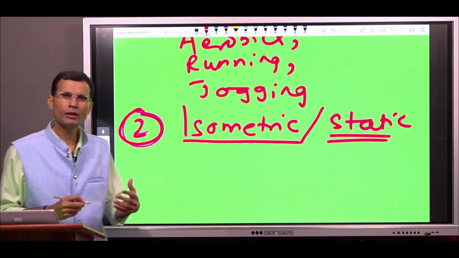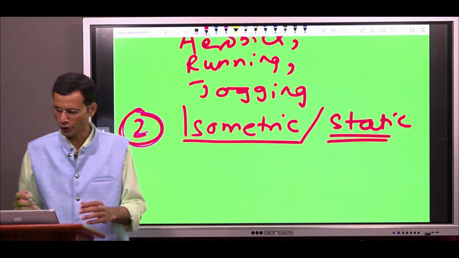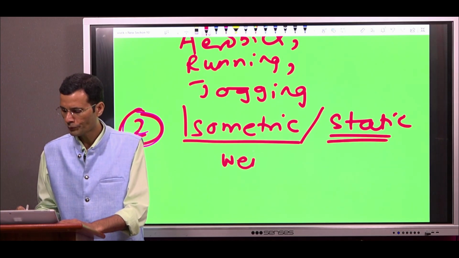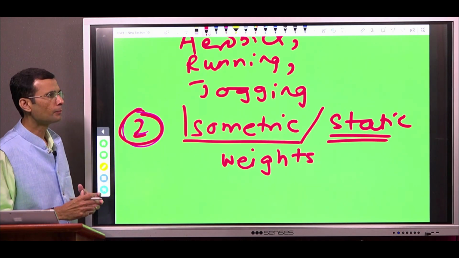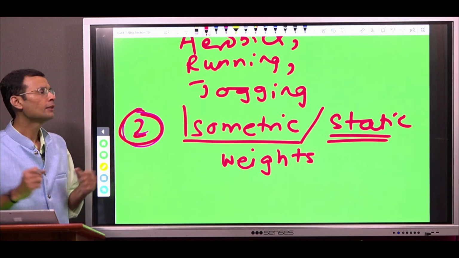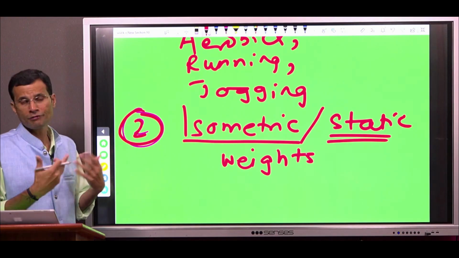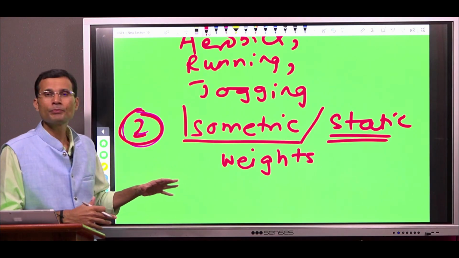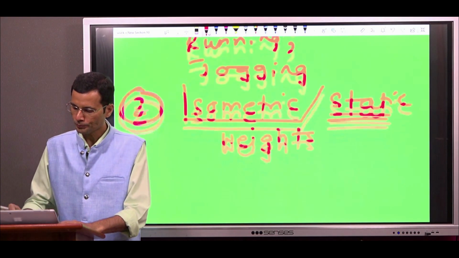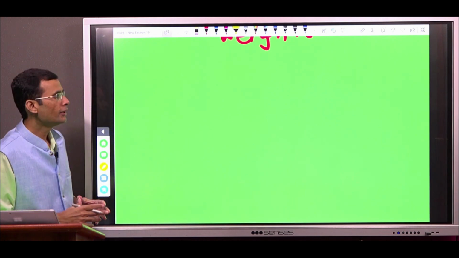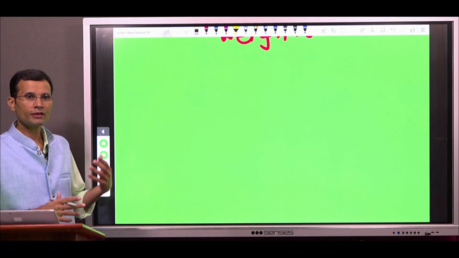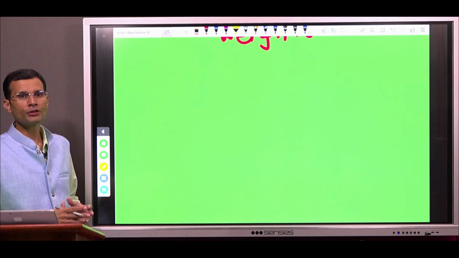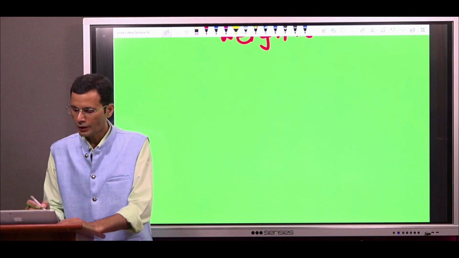So, sustained tension development without shortening of the muscle, that is isometric exercise, also called static exercises. These are mostly the static type of exercises. So, weights and pulleys, pulling the pulley in different directions, in different ways, these are the isometric exercises. Now, with that background, let us try to understand the various changes that happen during these exercises.